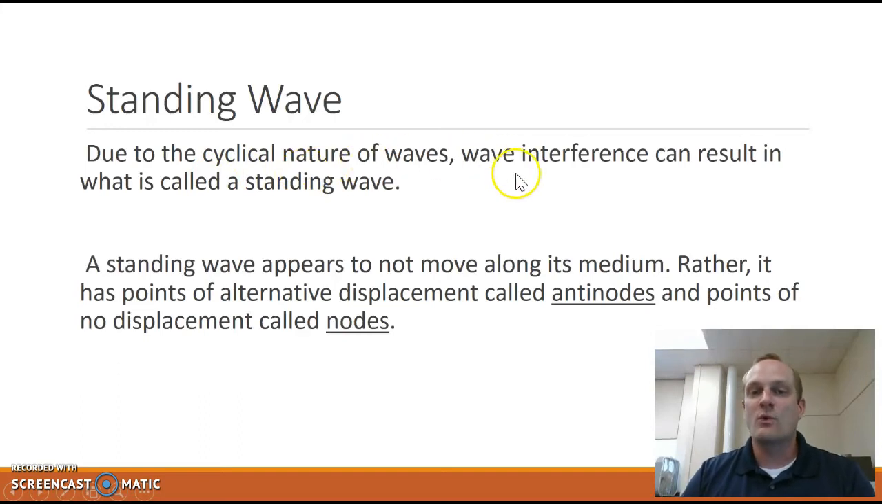Due to the cyclical nature of waves, wave interference can result in what's called a standing wave. Again, this goes back to your waves in a tube thing.